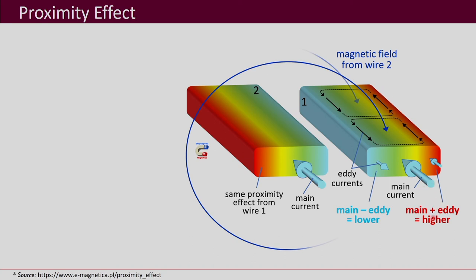Here you will have main plus eddy currents, which is higher than the main current. And on this side, you will have main current minus eddy current, which is lower than the main current. So, that is an uneven distribution of current. On one side you have higher current density, on the other side lesser current density, and this is called the proximity effect, uneven densities of current in the conductor. This also leads to an increase of resistance of the conductor.